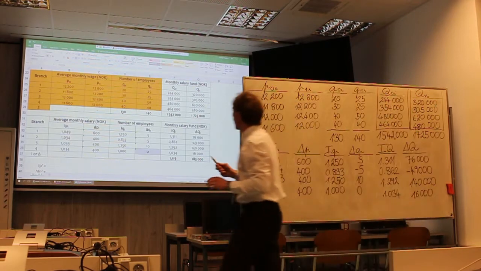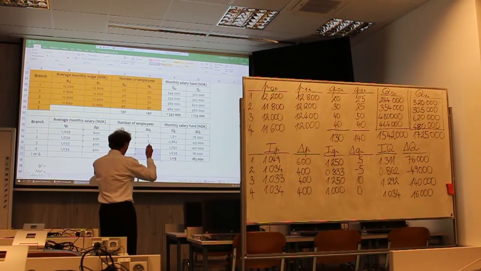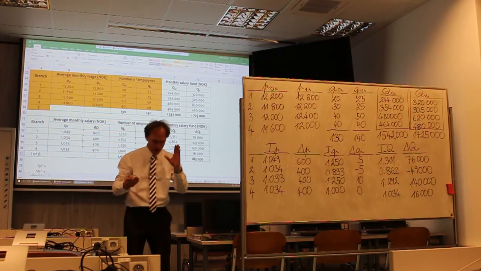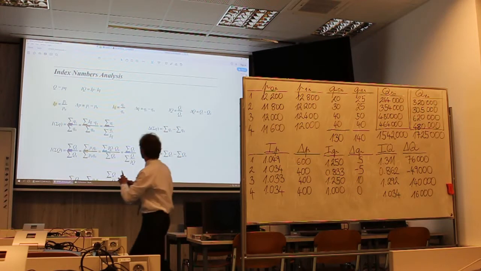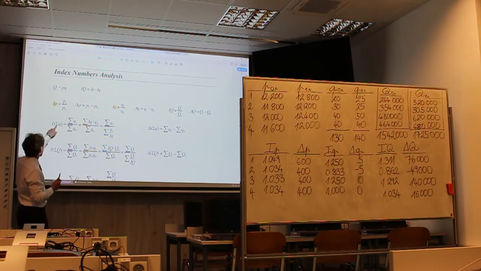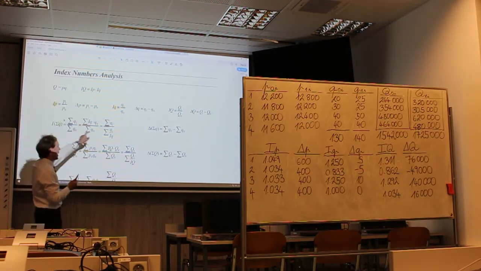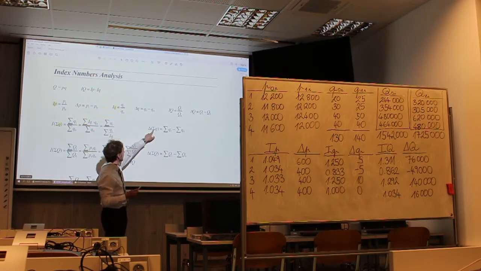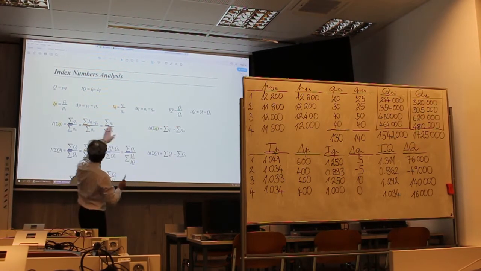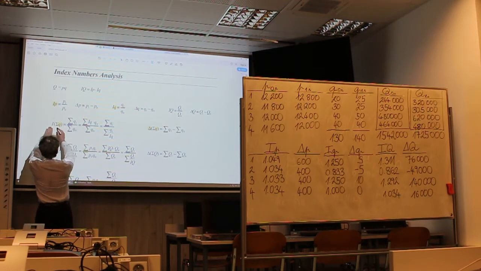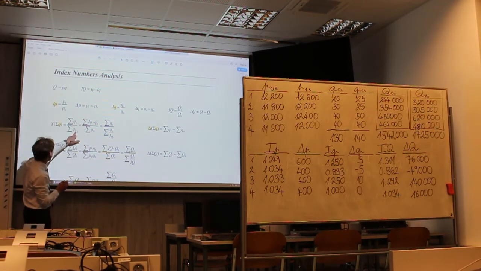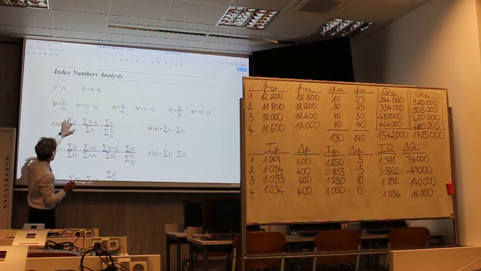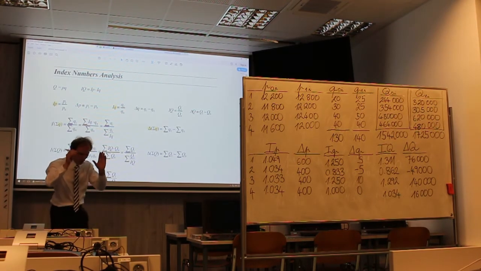We can calculate the ratio for the case of summation. If you check your formulas, you can find here the index for summation of quantity and delta for the case of summation of quantity. Yes, in the case of index, there is a ratio: summation of Q1 divided by summation of Q0. So number of employees, all your employees.